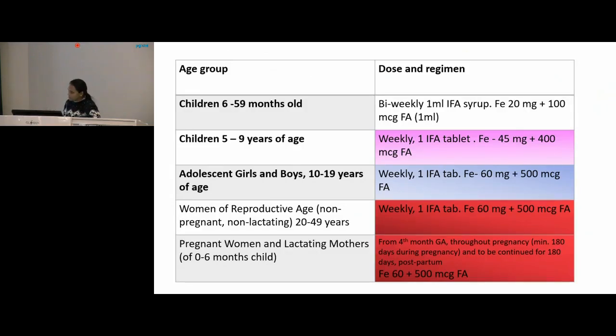Similarly, there are recommendations for the 6 beneficiaries. These would be the 2 childhood age groups, and then we have the adolescent girls and boys, they also need supplementation, and then the women of reproductive age group, and then we have pregnant women, and the last would be lactating mothers. So all of them should be getting supplementation.